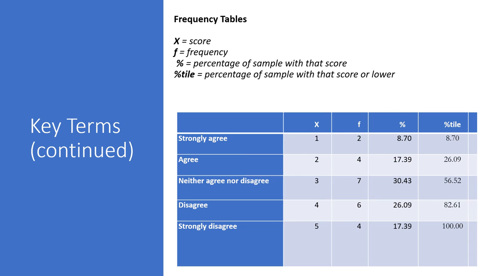Then you have F, which is the frequency. In this table, you can see that there were 2 people who gave a response of 1. There were 7 people who gave a response of 3, and so on.